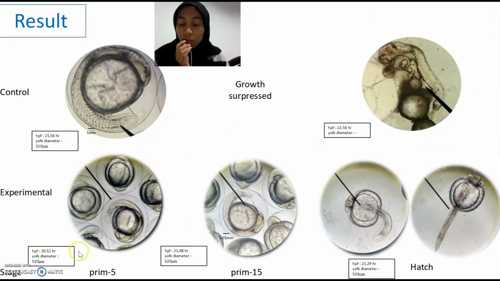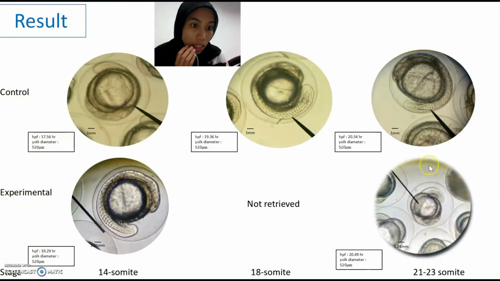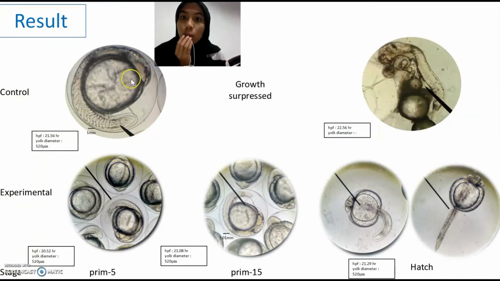Alright, so moving on to the pharyngula period, which starts off with prim 5. The brain neuromeres are more prominent, the retina and skin are more pigmented compared to 21 till 23 somites, and the tail is more extended. You can also see that there is a heartbeat and blood circulation in this stage.